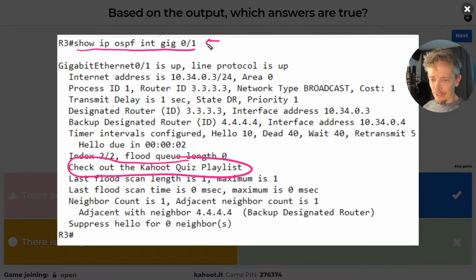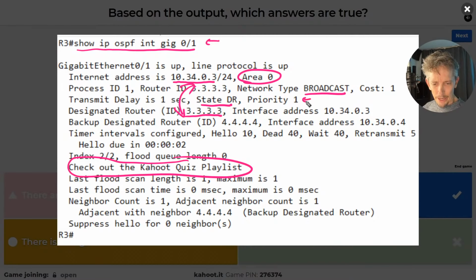This is the output of this command right there. Great, and it's up. The address on that interface is 10.34.0.3 with a 24-bit mask. It's been assigned to area 0. Fantastic. It's a network type broadcast, which is default for Ethernet, so that hasn't been tweaked. As we go down, it says that the state is DR. It's a giveaway: this is a designated router. Or we could also say that where it says designated router, the ID is 3.3.3.3, and hey, that's my ID. I'm the designated router. So it's telling us twice, at least here, that it's the designated router.